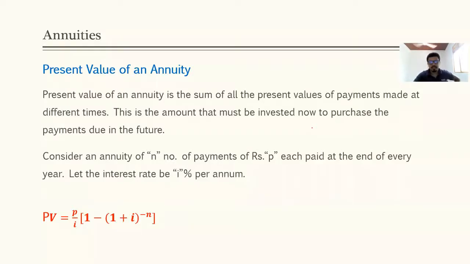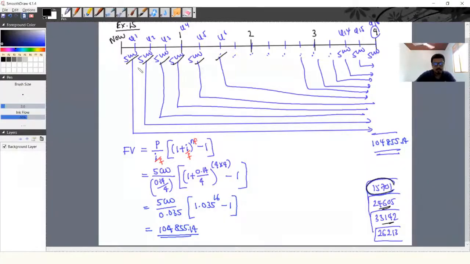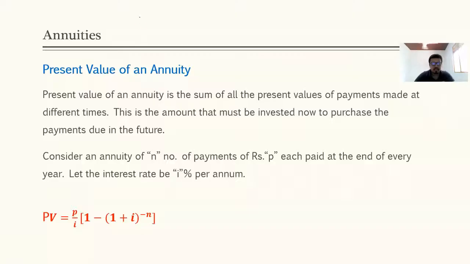Present value of an annuity. The opposite of what we have discussed. We are moving the other way around. Here we found the future value of an annuity. Present value means we are considering it the other way around, values as of now.